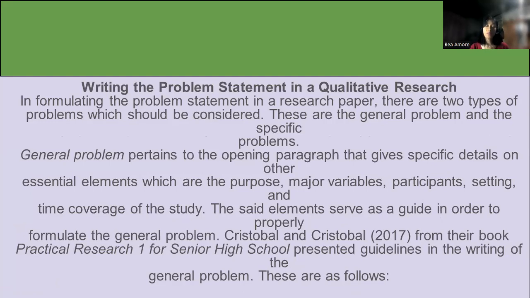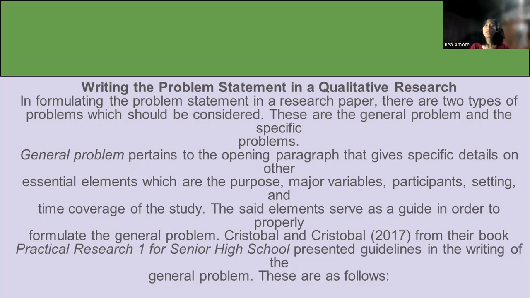Writing the problem statement in a qualitative research. In formulating the problem statement in a research paper, there are two types of problems which should be considered. These are the general problem and the specific problems. General problem pertains to the opening paragraph that gives specific details on other essential elements, which are the purpose, major variables, participants, setting, and time coverage of the study. The said elements serve as a guide in order to properly formulate the general problem.